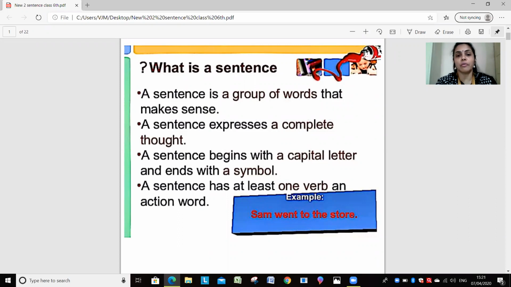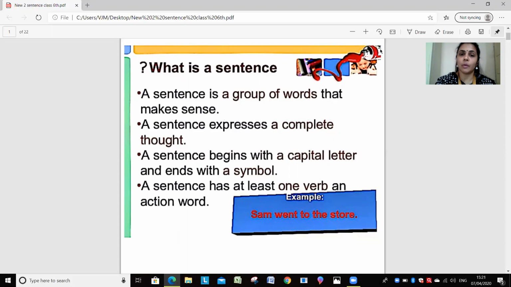A sentence is a group of words that make sense. Sense which gives you a complete meaning. A sentence expresses a complete thought. A complete thought, a complete idea has been expressed through a sentence. A sentence begins with a capital letter and ends with a symbol.